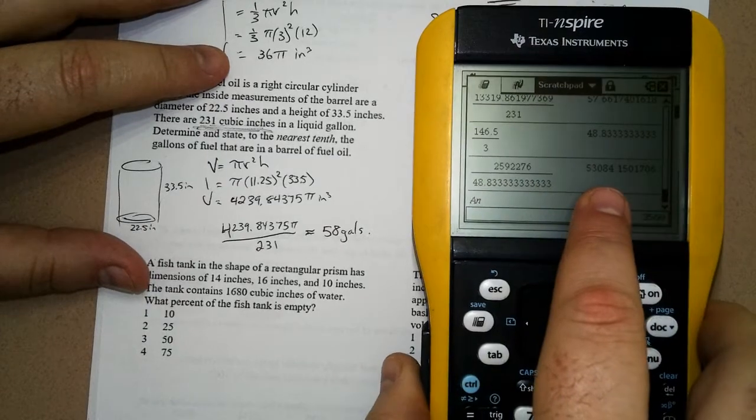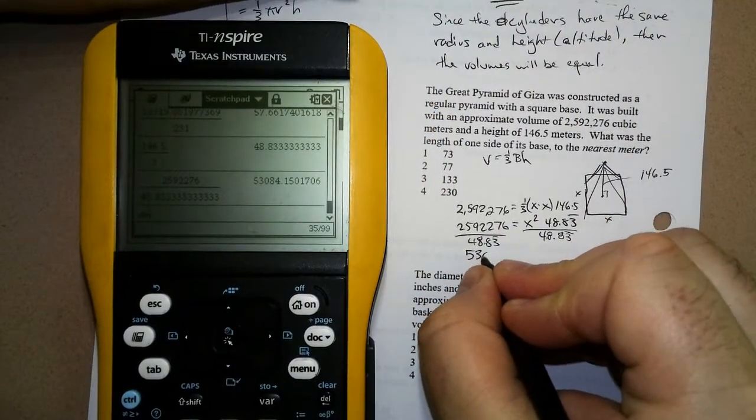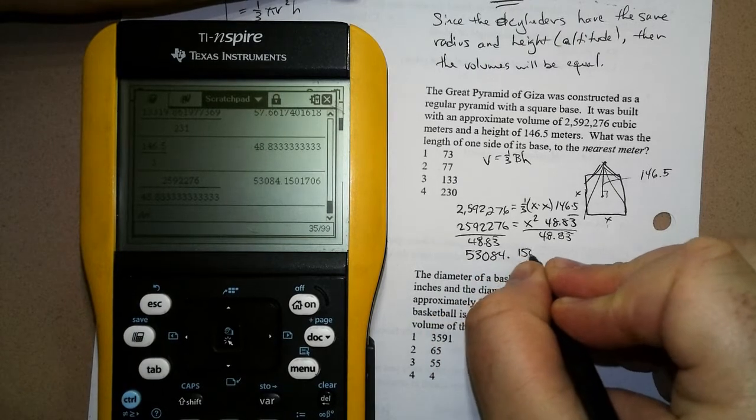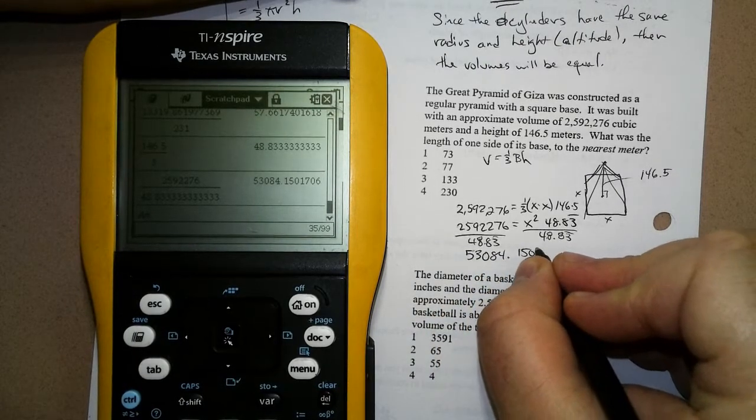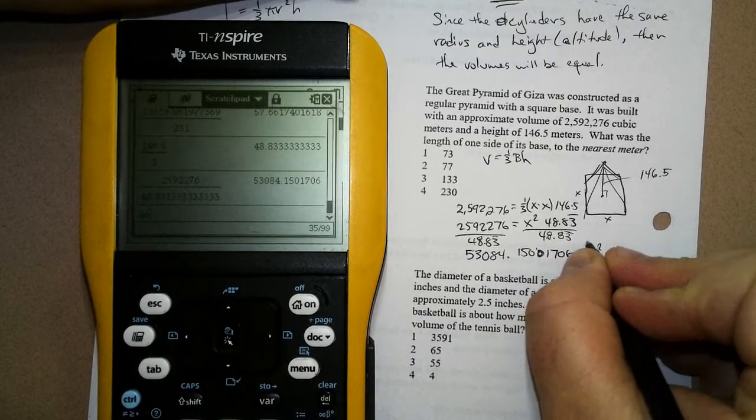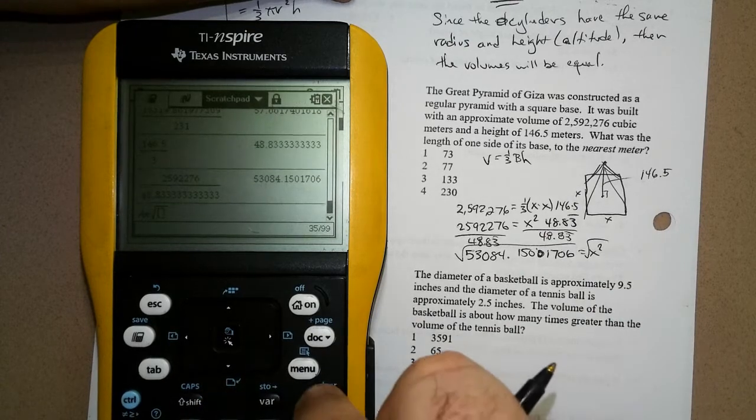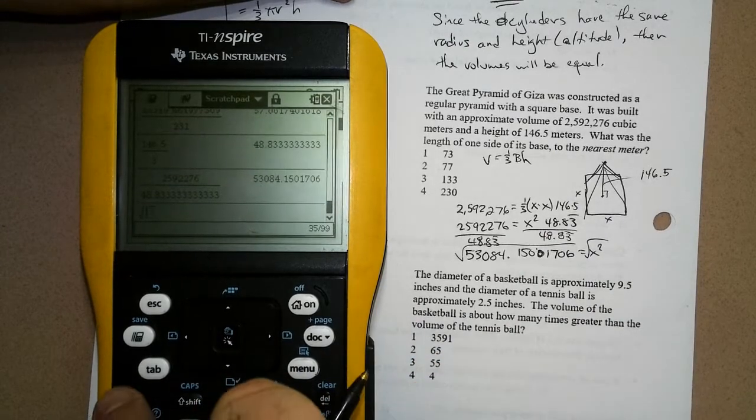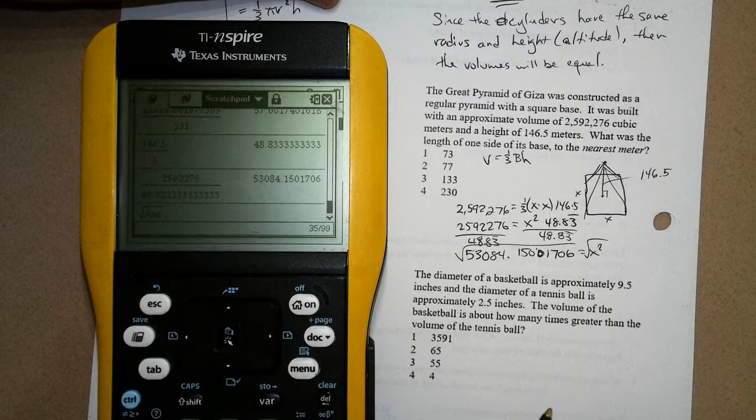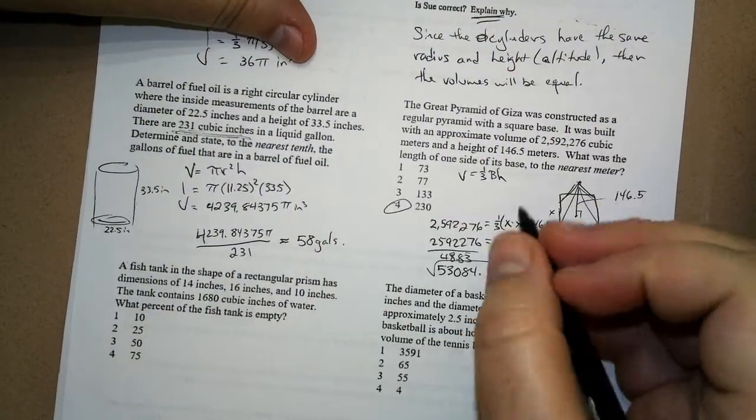Okay? Remember, this is equal to x squared. So this is 53,084.150,10706 is equal to x squared. And now we're going to want to take the square root of that. And then here we can do second square root and then do the answer function, okay? And we get 230, which is choice 4.